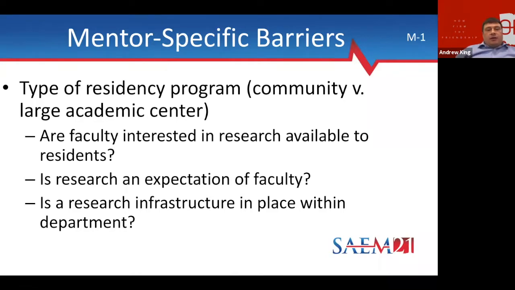In a similar vein, are the faculty present in the program interested in research that's available to residents? Is research even an expectation of faculty within a specific residency program? And like I mentioned, is a research infrastructure in place within the department? Is there research staff? Are there folks that are interested in completing research and mentoring residents in research? And is there funding available within the department, within the institution, etc.? Next slide, please.